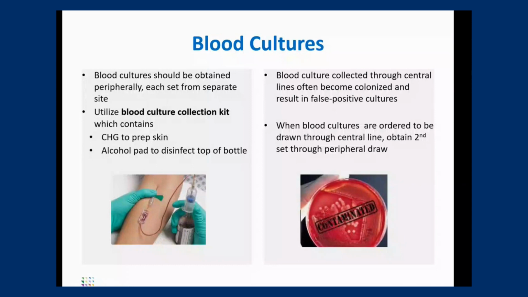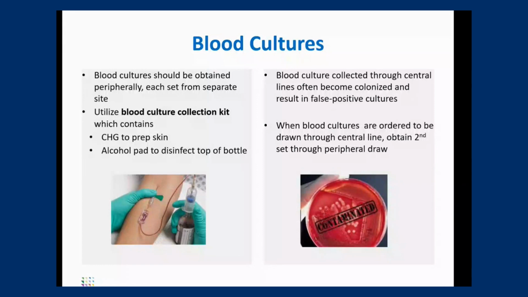So blood cultures should be obtained peripherally unless there's a specific order stating that they should be drawn from a central line. You want to utilize that blood culture collection kit because it contains the CHG in order to clean the skin. Also to keep in mind, if you're cleaning the skin, then you go to touch the vein again, make sure you're cleaning again. Also, the alcohol pad is in there to disinfect the top of the bottles. Once you take the tops off of each of the blood culture collection bottles, you want to make sure you're cleaning those as well.